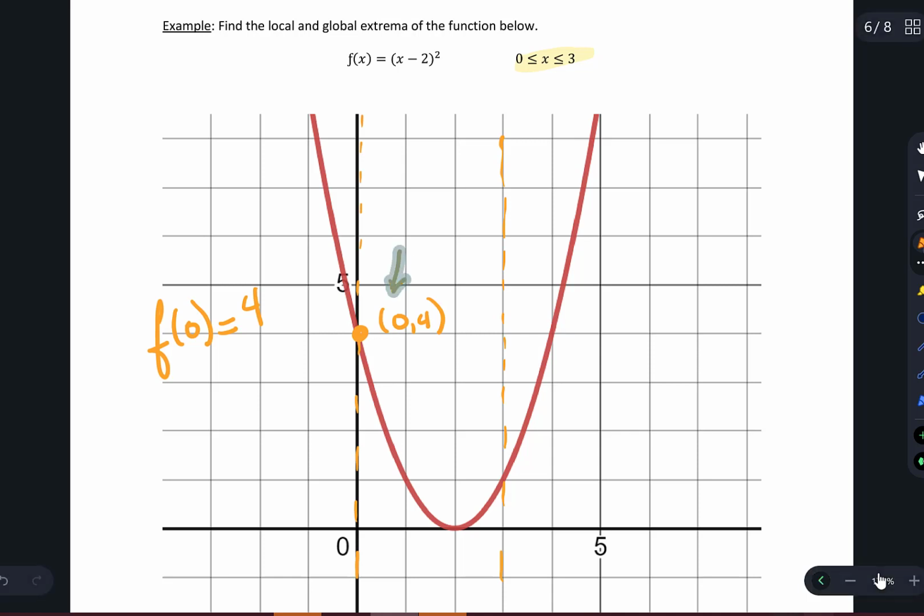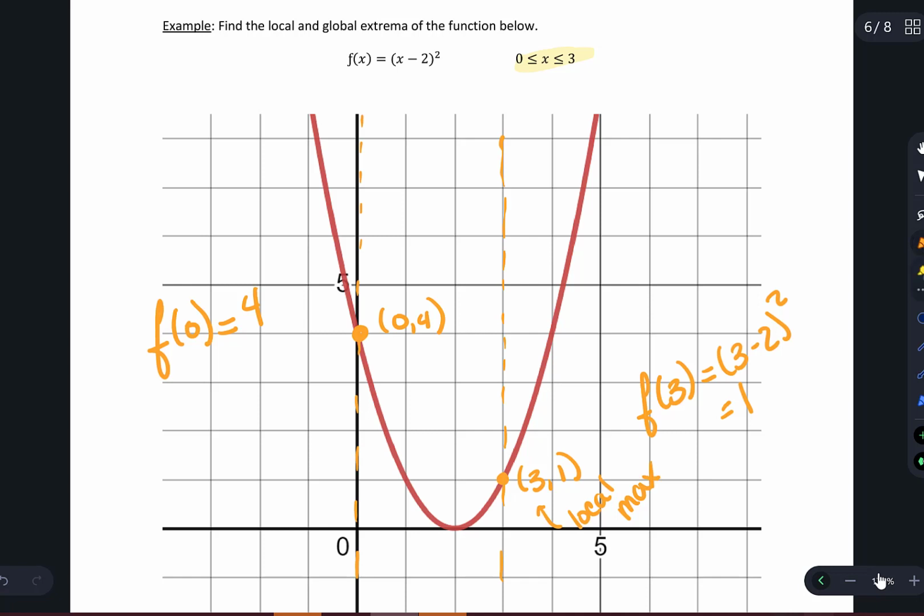Well, hold on just a second. Let's see if we have any other local maximums. So here is another local maximum. And so here we have the function evaluated at 3. And so f of 3 is equal to 3 minus 2 squared, which is just equal to 1. So here we have the point 3, 1. So notice that the point 3, 1, this is a local max.